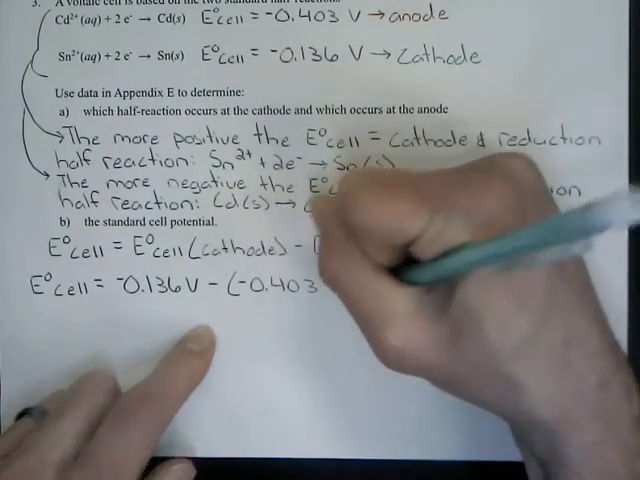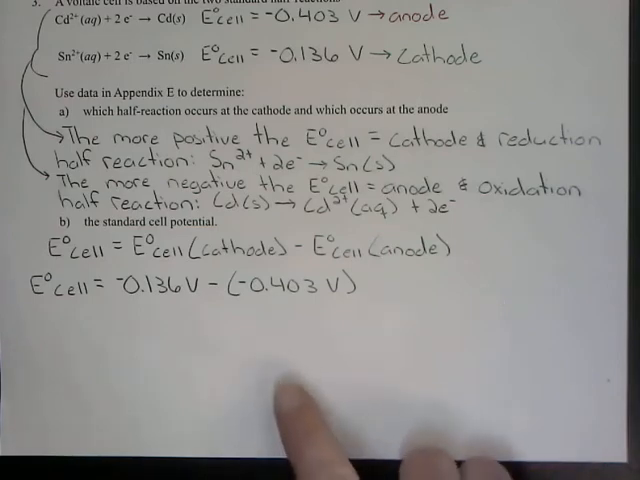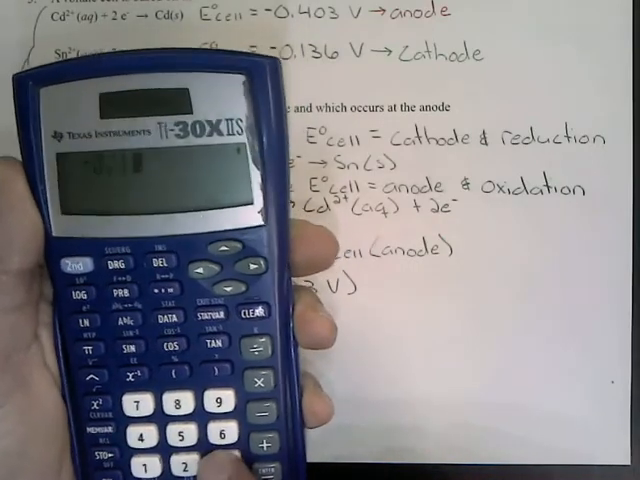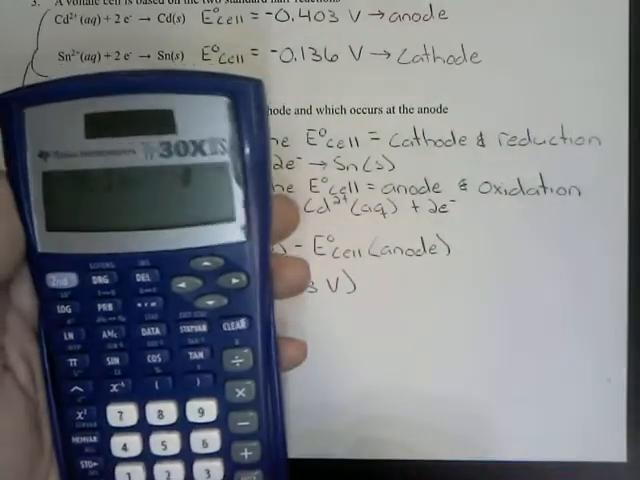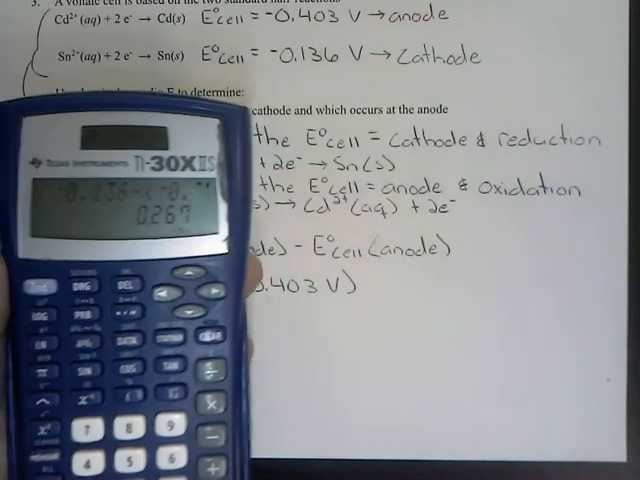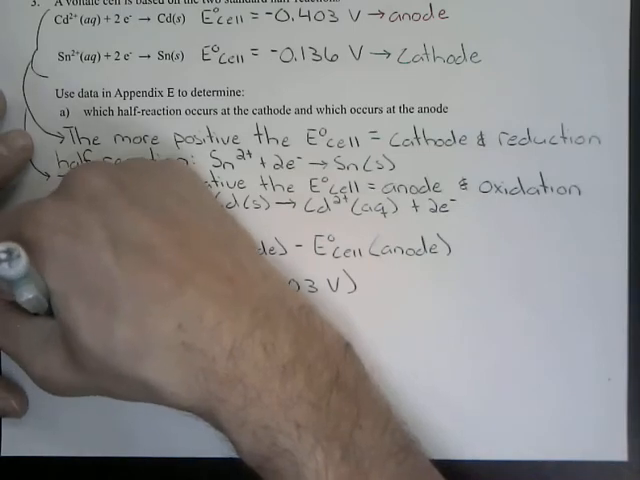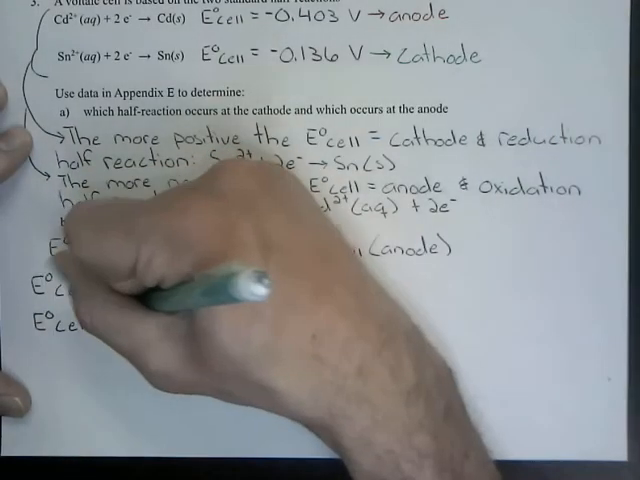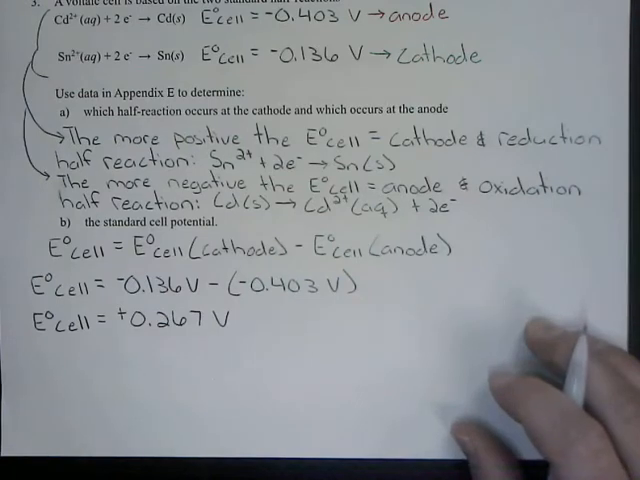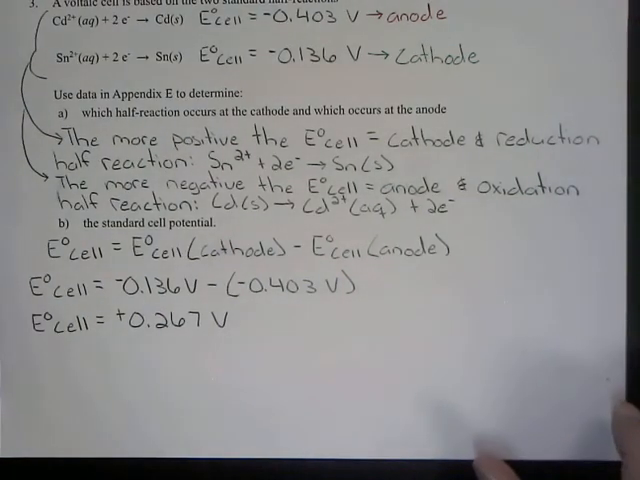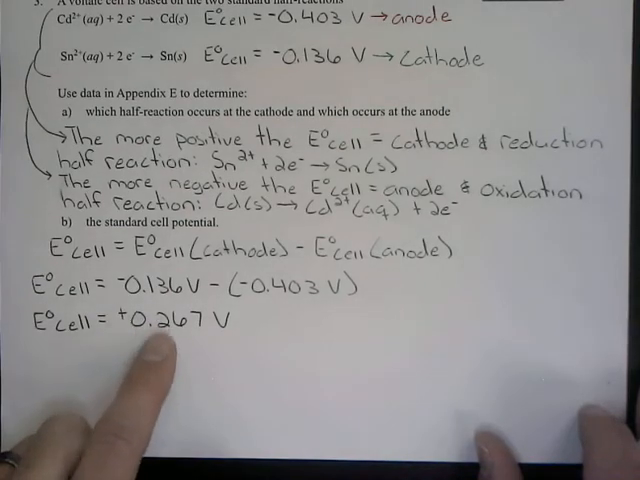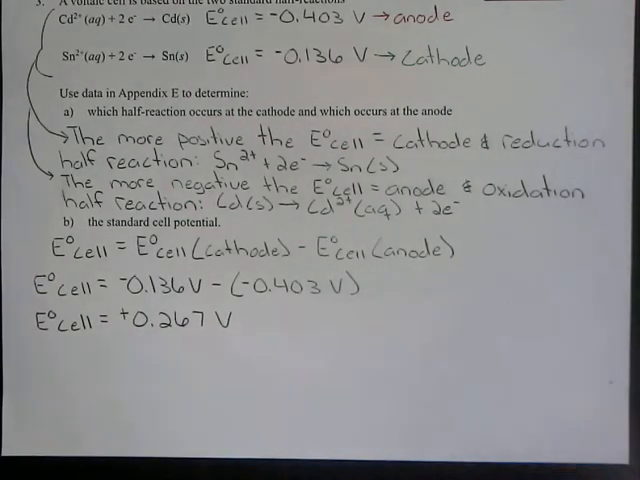Okay, so remember, negative minus a negative is going to be a positive number, but I'll show you here. Negative 0.136 minus a negative 0.403. We press enter and we get a value here of 0.267 volts. So the cell potential here is a positive 0.267 volts. And again, if you think about this, remember, this process of a voltaic cell has to be a spontaneous process, which means we should get a positive standard cell potential of the overall cell.